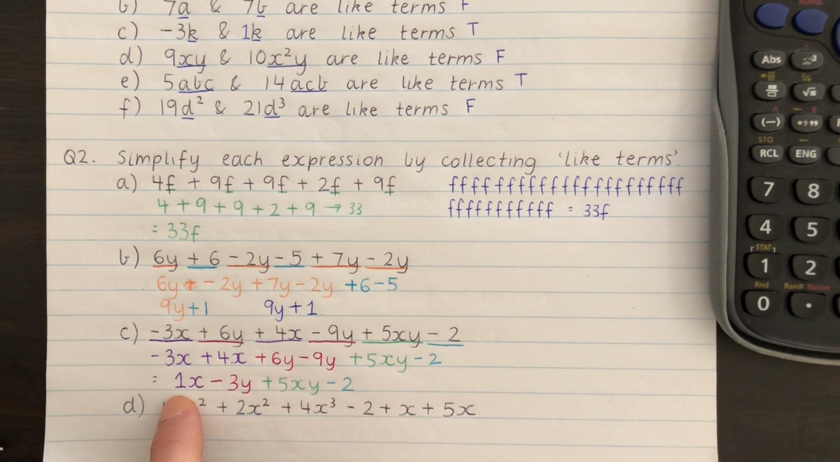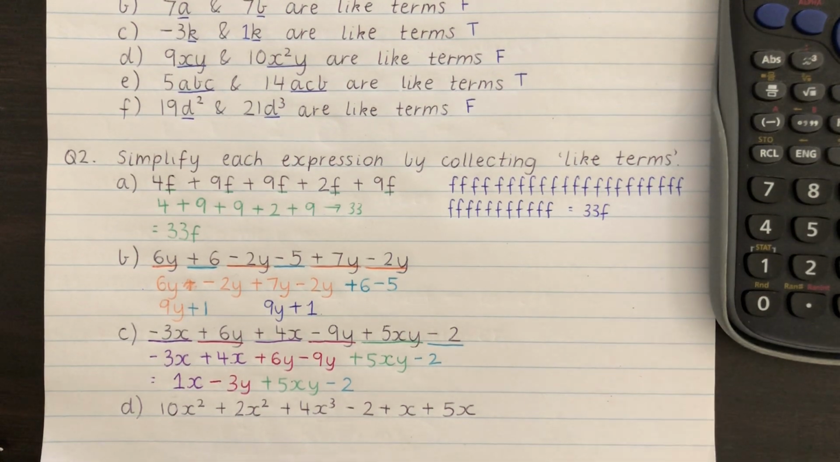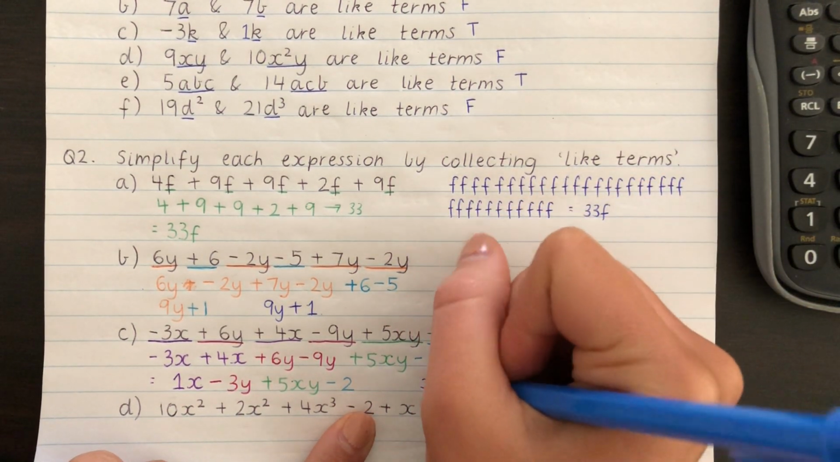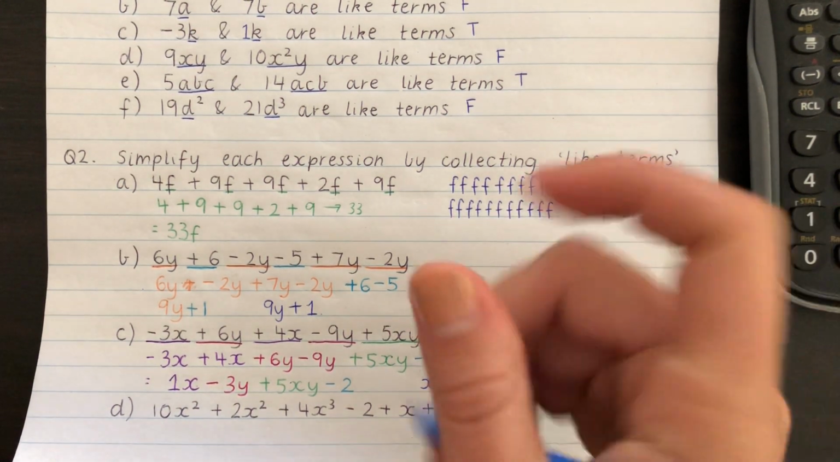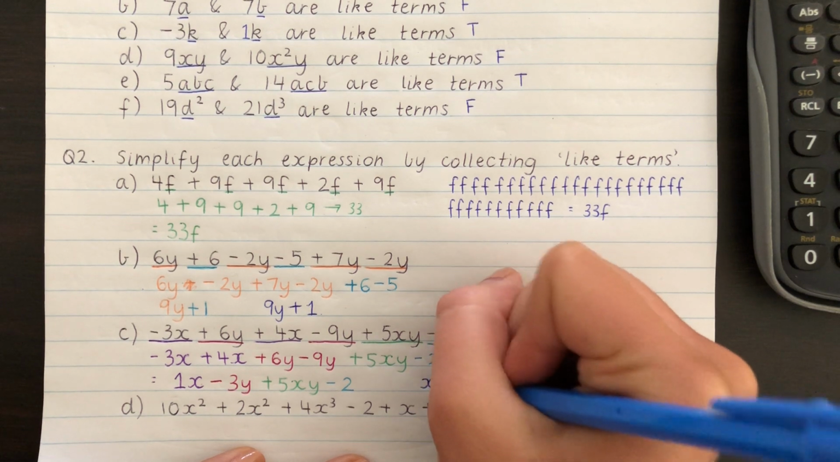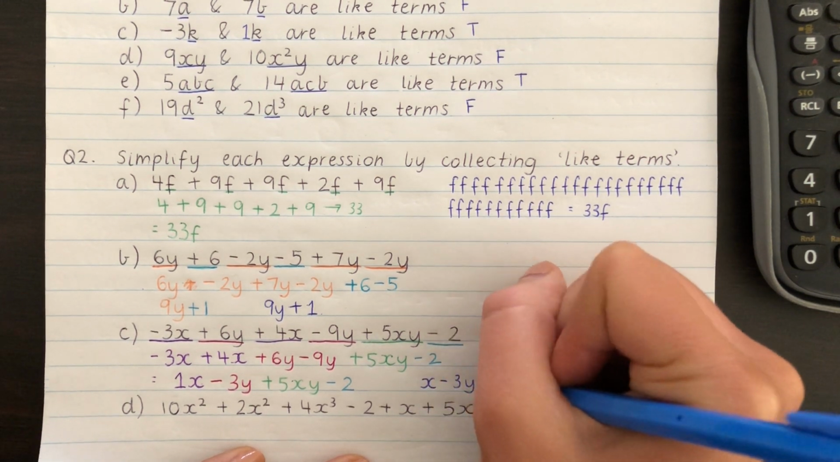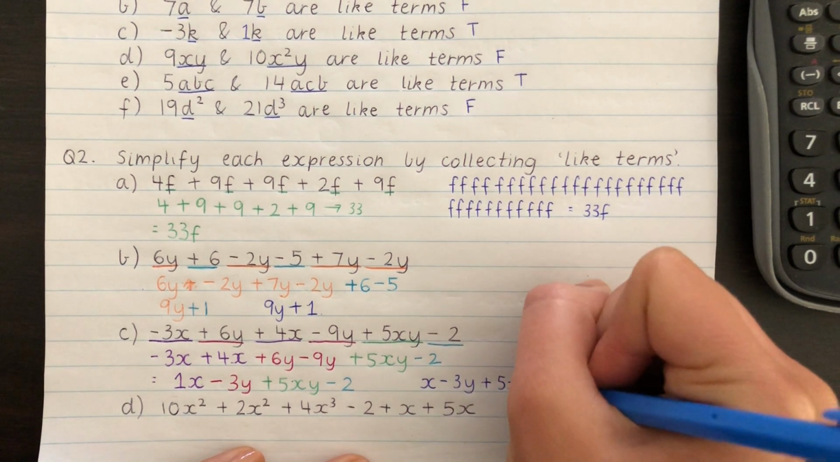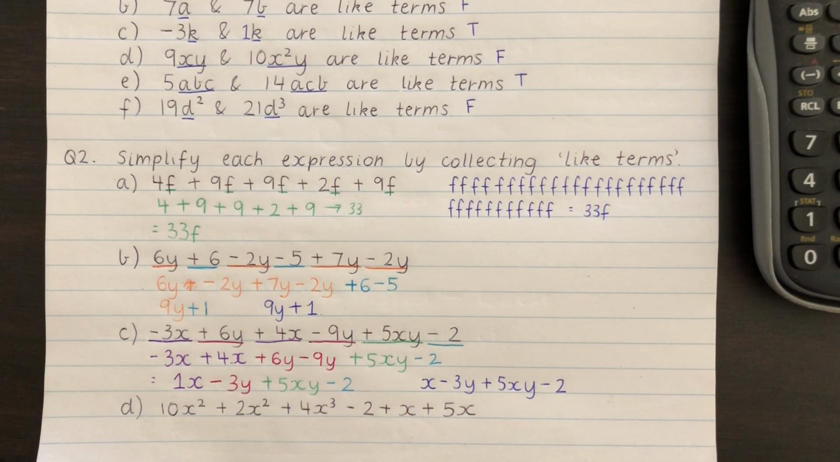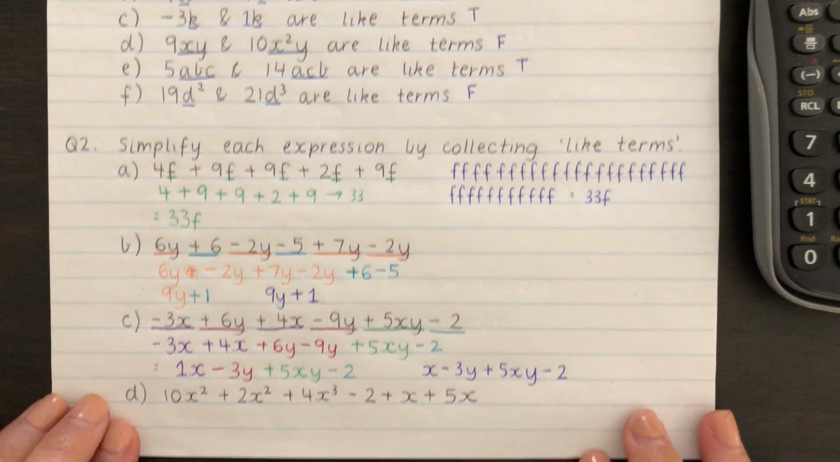Now, you don't actually need to write the 1 in front of the X. Okay, you can leave it like so. Just to tidy it up, and I'll rewrite the answer in blue. X -3y plus 5xy minus 2. Okay. Last question.